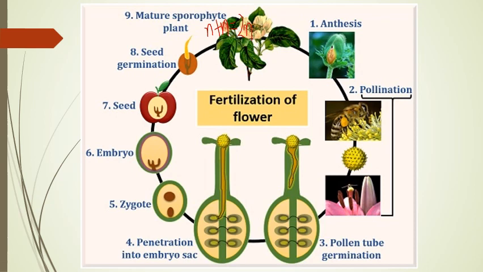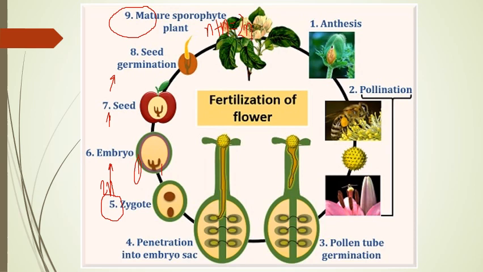This zygote is a diploid zygote. The 2n number of chromosomes is present because one male gamete and one female gamete, 1 and 1, combine to form 2n chromosomes. So a 2n zygote, which is a diploid zygote, will form. Then embryogenesis takes place. Then seed formation takes place. Then the seed germinates, and the entire mature sporophyte plant will form. This is the entire brief concept of fertilization of a flower.